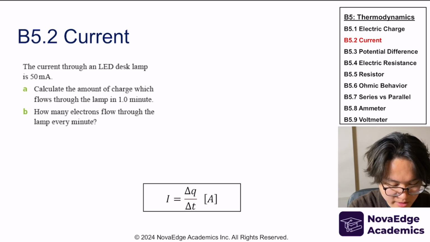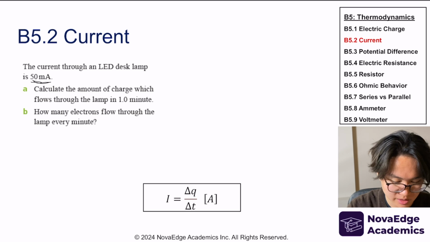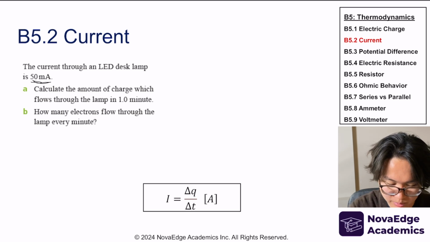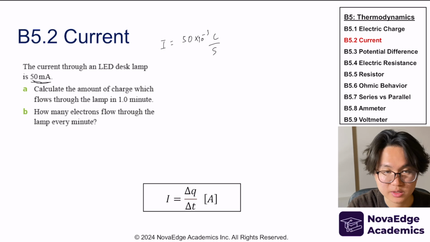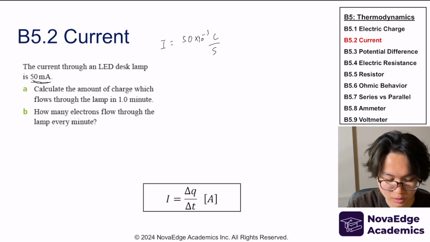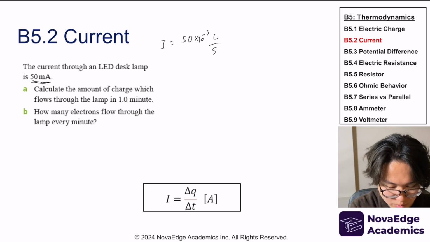All right, so when we say that the current through this is 50 milliampere, we're saying that it transfers 50 times 10 to the power of negative 3 coulombs per second. That's the rate of flow of charge. So we know the rate. If we know the time, we can solve for how much charge in total.